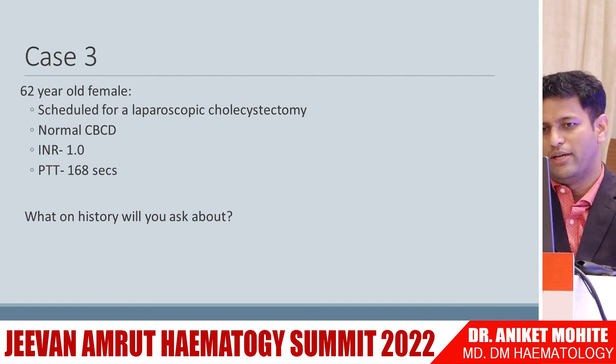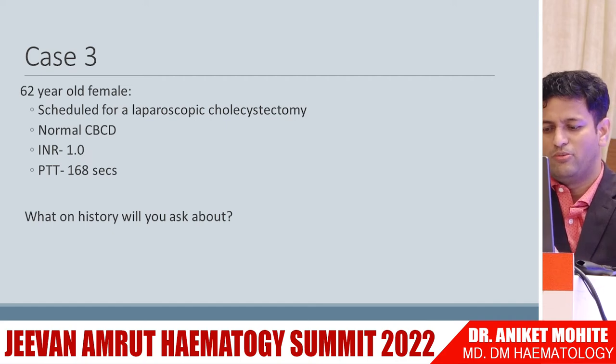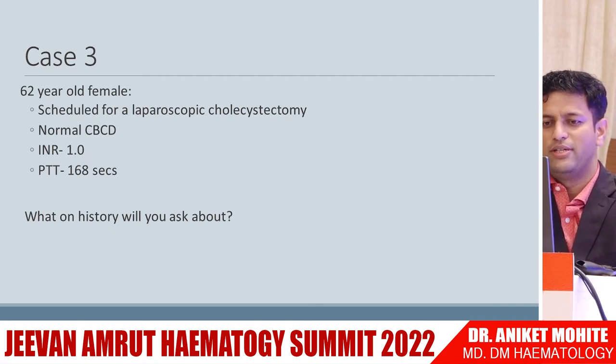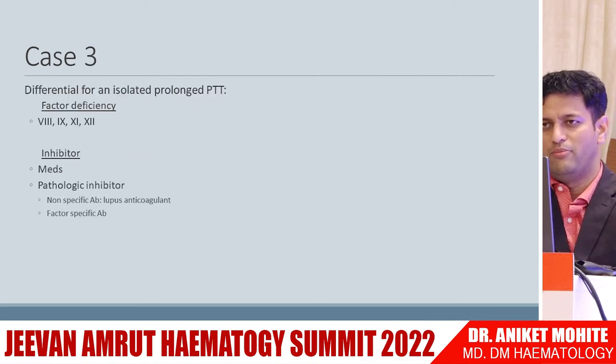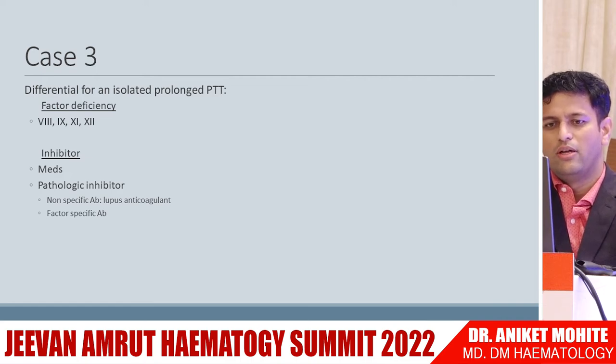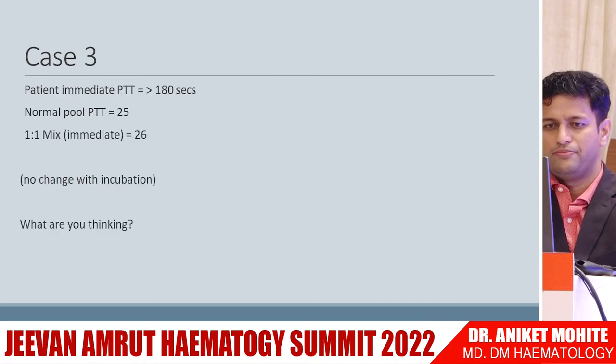A 62-year-old female scheduled for laparoscopic cholecystectomy. Her CBC is normal, differential is normal, INR is normal, and APTT is deranged. The surgical challenges that you would know, whether she required any transfusion history, family history, and thrombosis or autoimmune workup and previous blood workup if that was done. The differential diagnosis would be factor 8, factor 9, 11, or 12, and whether there is a possibility of inhibitor which could be acquired like lupus, or antibodies like in SLE or malignancy.